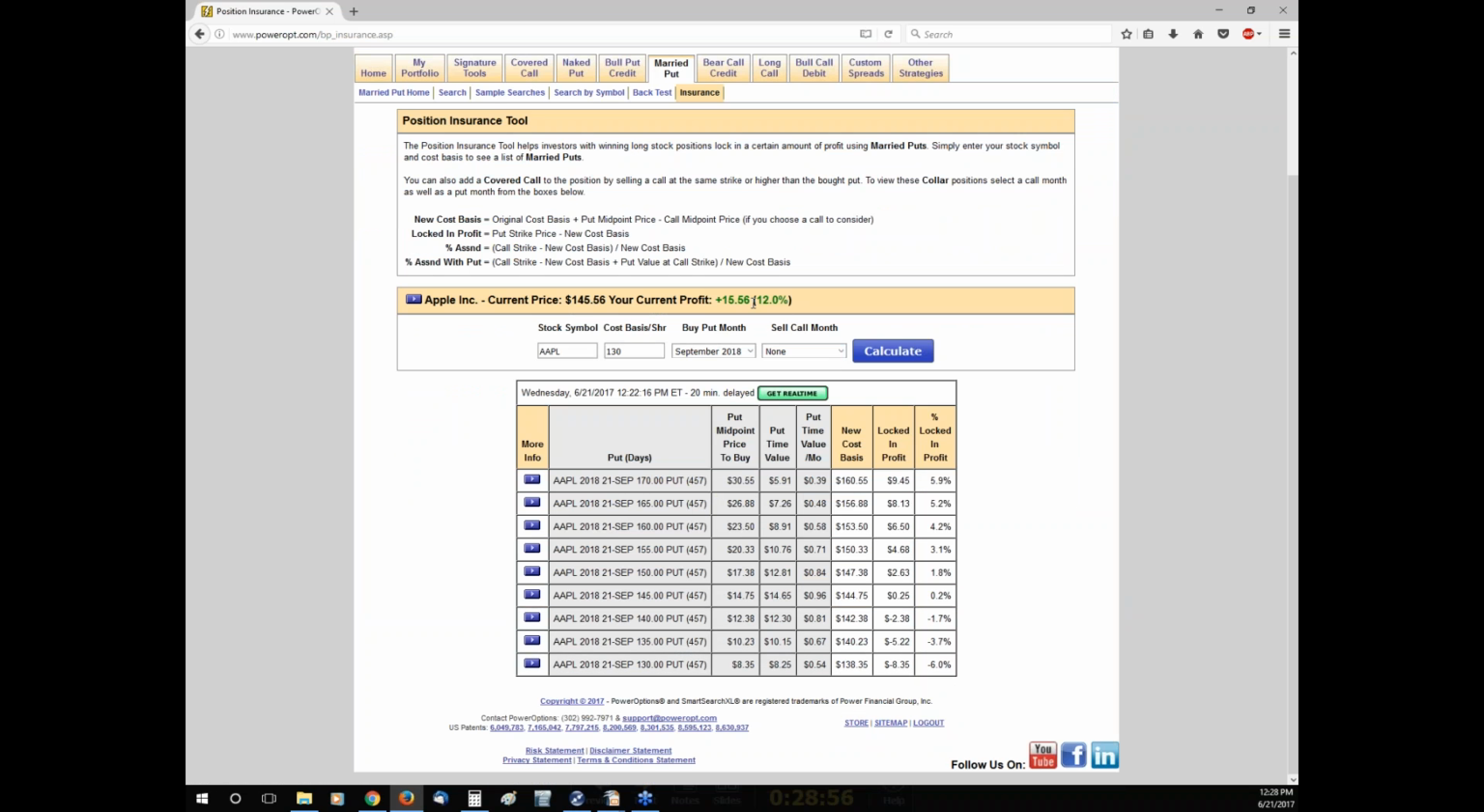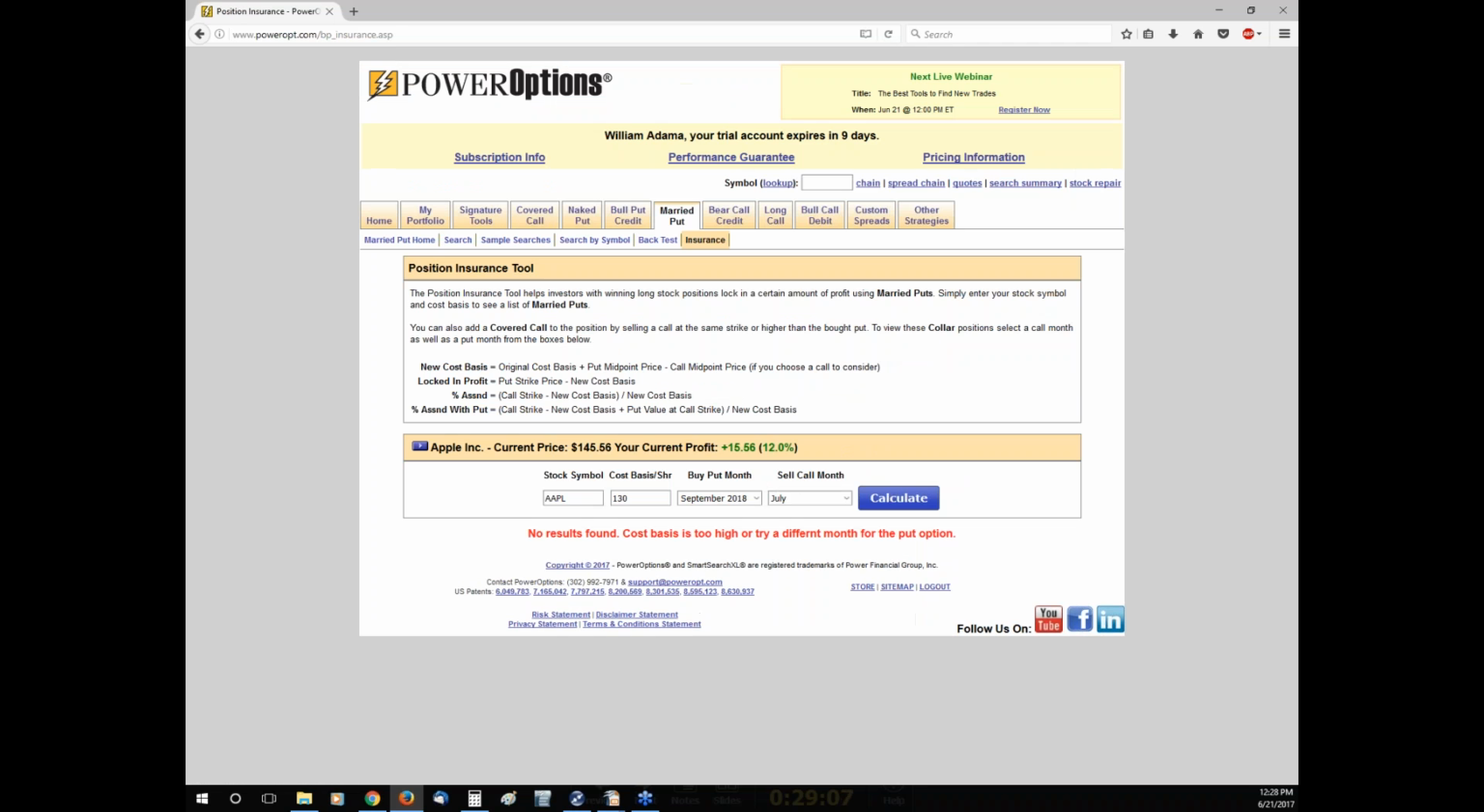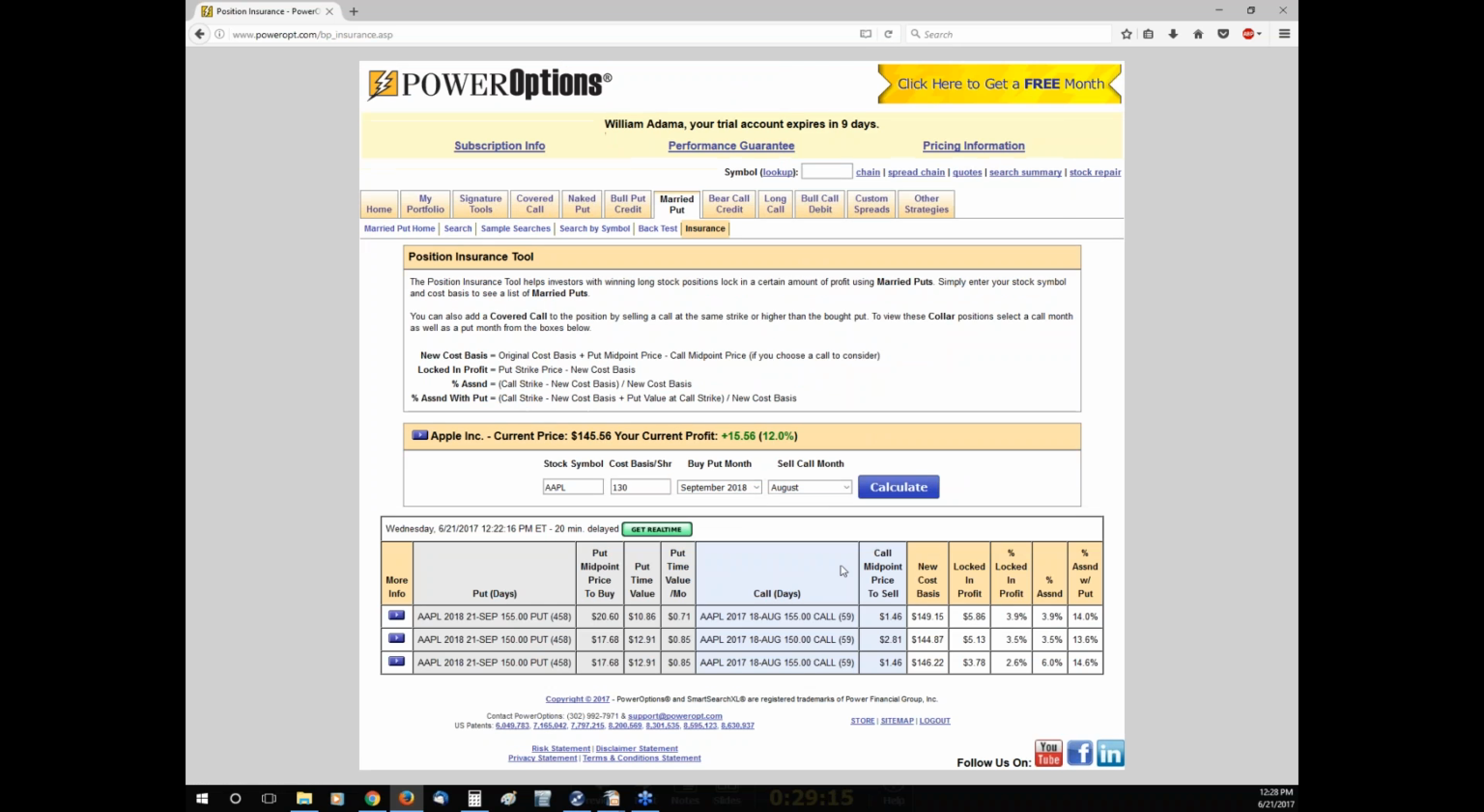And we have an unrealized gain of 12%. We can see how much of our locked-in profit we could have right now, guaranteed return. But then again, I can also say, well, show me the July calls against this. Sorry about that. There we go. So now I can look at some August positions against this and see what my new guaranteed profit is or my new locked-in profit is on the position, as well as the potential return also.